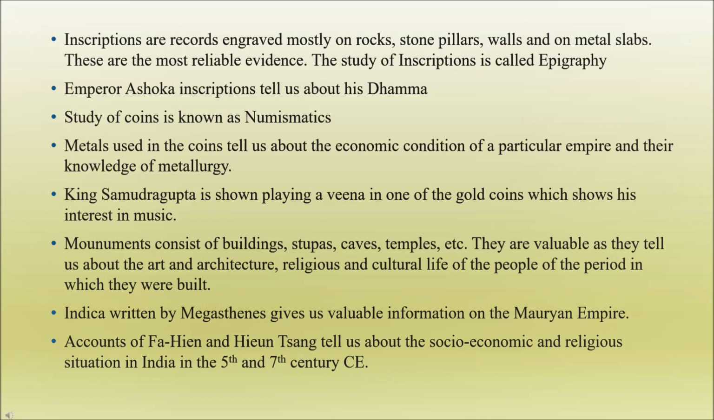Then we learn about monuments. Monuments consist of buildings, stupas, caves, temples, etc. They are valuable as they tell us about the art and architecture, religious and cultural life of the people of the period in which they were built. If we take for example Indica written by Megasthenes, it gives us valuable information about the Mauryan Empire. And then accounts of Fa Hien and Hien Sang, they tell us about the socio-economic and religious situation in India in the 5th and 7th century CE.